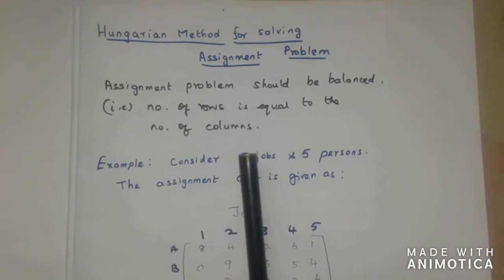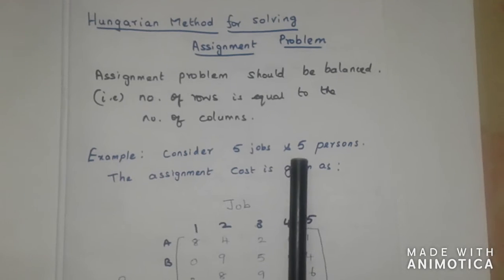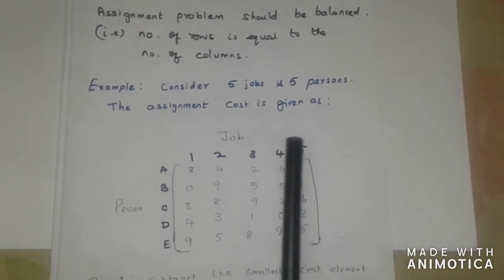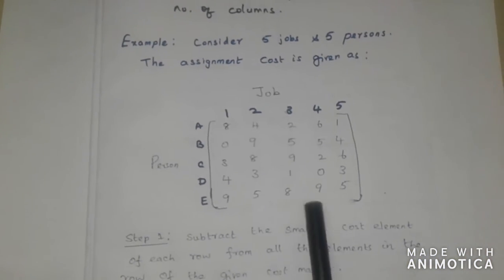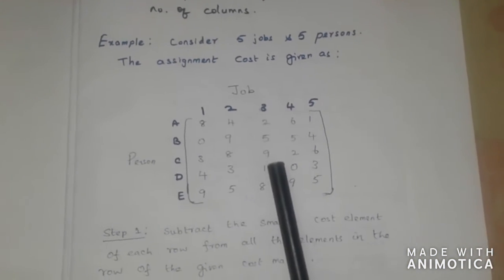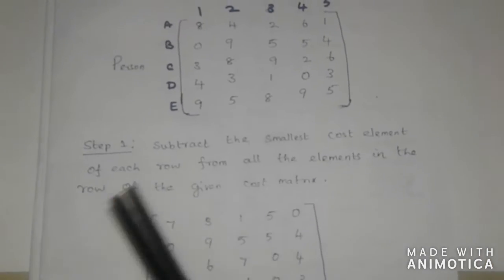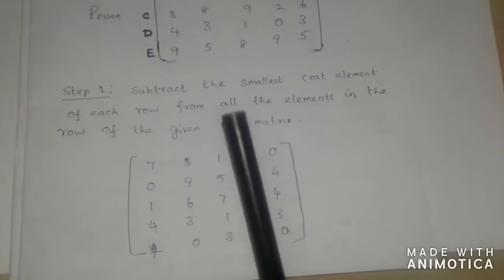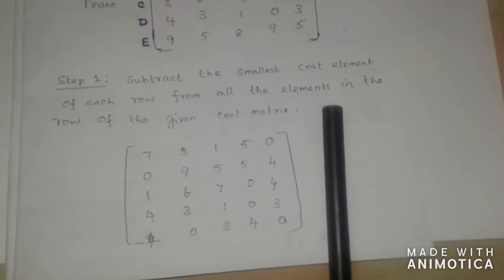The assignment problem should be a balanced one, that is, the number of rows is equal to the number of columns. For example, consider 5 jobs and 5 persons. The assignment cost is given as follows. So we are going to solve this problem using the Hungarian method. The first step in the Hungarian method is to subtract the smallest cost element of each row from all the elements in the row of the given cost matrix.